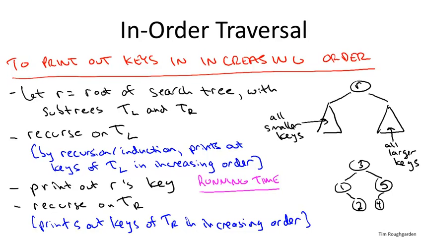In a little more detail, what does the in-order traversal do? Well, it prints out the keys in increasing order. In particular, it prints out each key exactly once. Each recursive call prints out exactly one key's value. So there are exactly n recursive calls, and all a recursive call does is print one thing. So n recursive calls, constant time for each, gives us a running time of O of n overall.